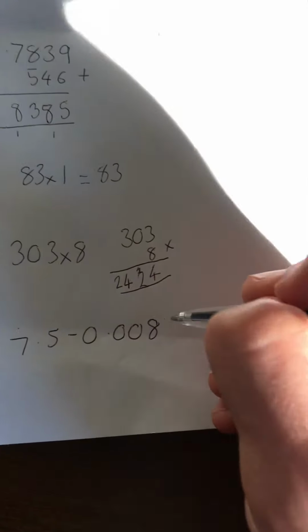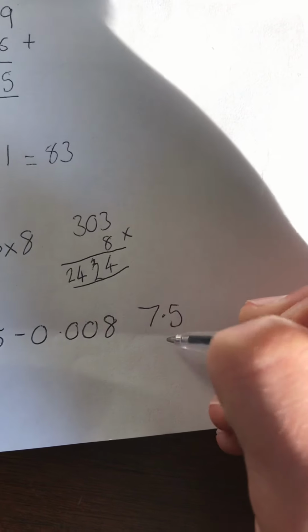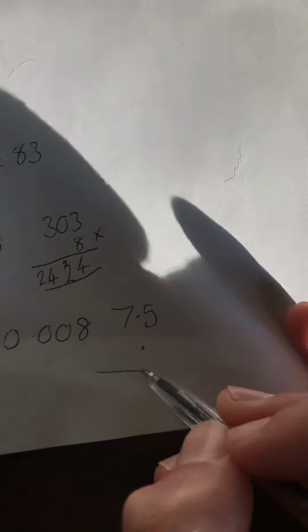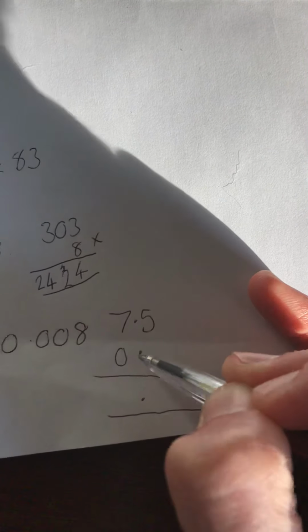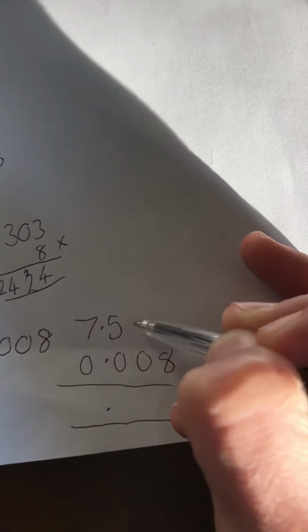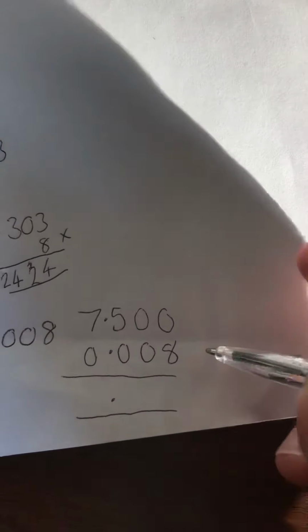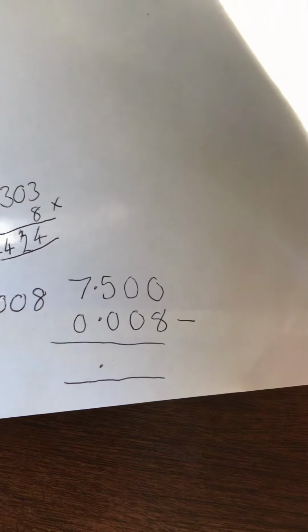Next up, we just need clear place value as we lay this one out. So 7.5, put your decimal points in line. And then I've got 0.008. So I'm going to put my zeros in any gaps before I then start to subtract. So that's how the layout should look.